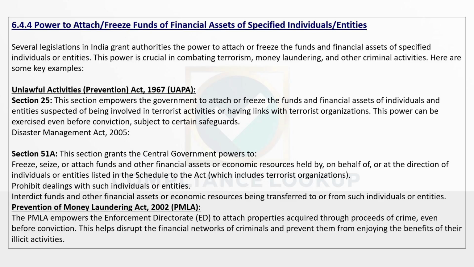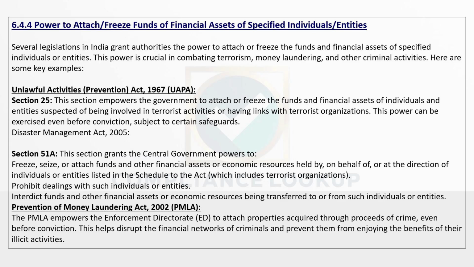3. Due process and safeguards. While these powers are important, they are exercised carefully and in accordance with the law. Due process ensures that individuals' rights are respected and the use of these powers is justifiable and lawful. 4. Collaboration with other measures. These powers are often used alongside other investigative tools, such as surveillance or intelligence gathering, to tackle crimes like terrorism and money laundering more effectively.